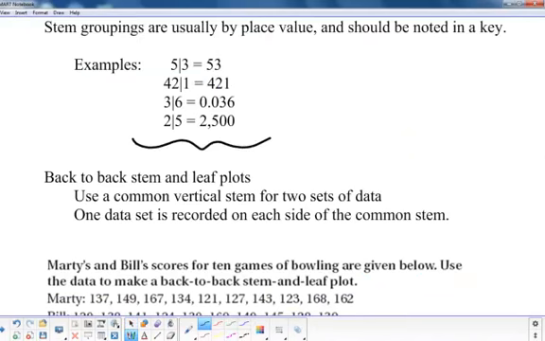And all of these are different keys. That's why the key is so important. So 42 could be your stem, and that would mean 421. It could also mean 4.21. So that's why you really need to explain what each number means.